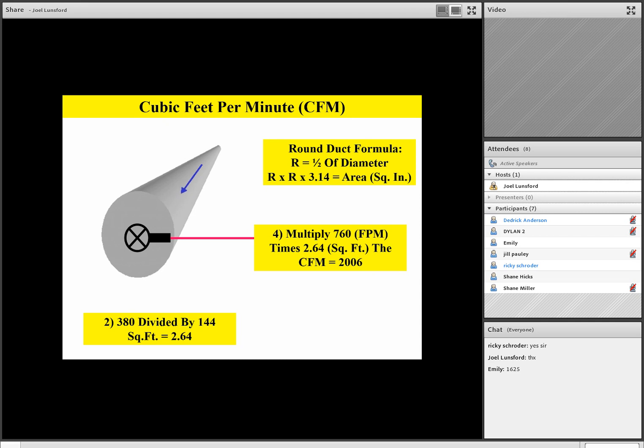Any questions or comments on this basic concept of airflow, CFM, and the velocity through a duct system? Any questions or comments?